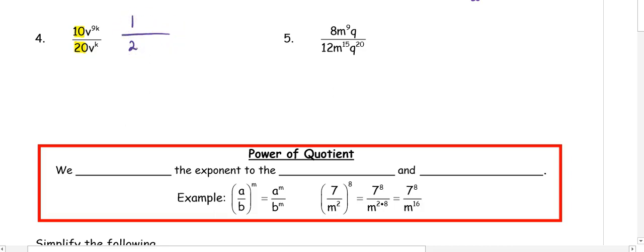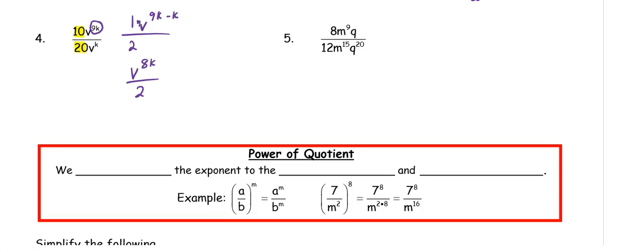Then when we look at the v, the larger exponent is in the numerator with 9k. So we have v to the 9k minus k, which remember is really a 1k. So 9k minus 1k gets us 8k. So we have v to the 8k over 2. We don't need to write the 1 anymore because there is something in the numerator and we're just multiplying that with 1, and anything times 1 is just itself.